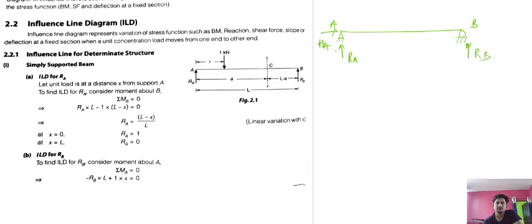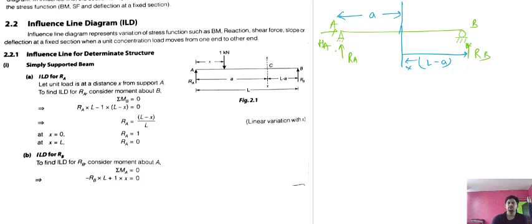Now we need to make the influence line diagram for the reaction. First of all, we need to move a unit load from point A to point B. So you need to consider a section here. I have considered a section at this point. Suppose this is the x-axis, and let this distance be A from here. The remaining distance will be L minus A, as capital L is the span of the beam.